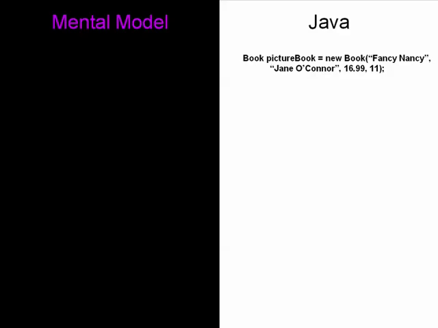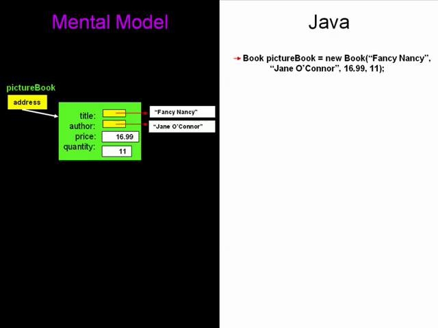So now we can visualize this statement here, our constructor, as both allocating the space for our picture book and initializing the instance variables at the same time.